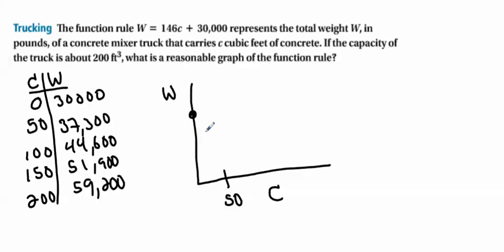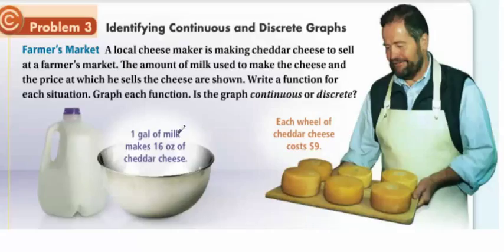And then 37,300 is probably right here. And then I'm going to go 100, and it's going to be up here somewhere. And eventually you can see that it's going to be a line. Okay, so no big deal. That was actually pretty easy. These two right here are all involving lines. Okay, moving on to the next one.